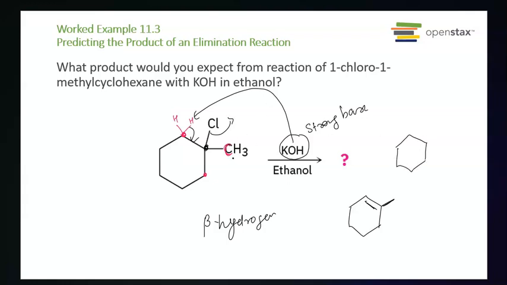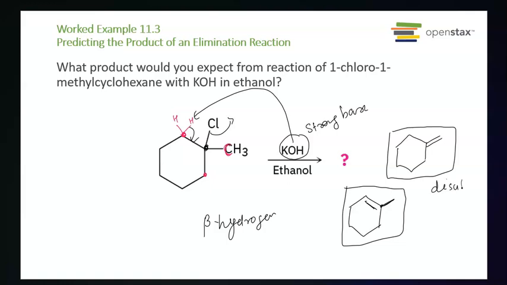The chloride is still removed, and then the hydrogen from this carbon atom is removed, so you will get a product which looks like this. One is a di-substituted alkene, and this one is a tri-substituted alkene. See the carbon atom, you have 1, 2, 3 substituents. Here you have only 2 substituents, so this is di-substituted, and this is tri-substituted. So the tri-substituted alkene will be your major product following Zaitsev's rule.